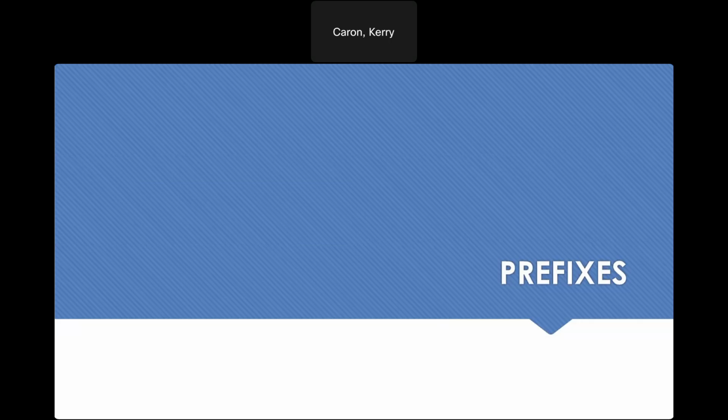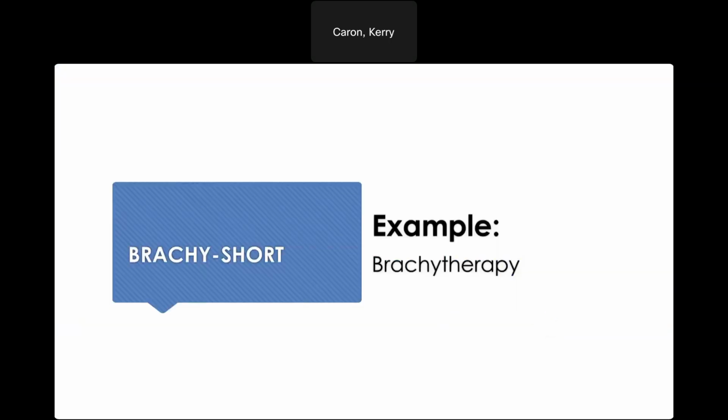Okay, prefixes. Brachy, don't confuse that with brady, which means slow. Brachy means short, and brachytherapy is a form of prostate cancer treatment.